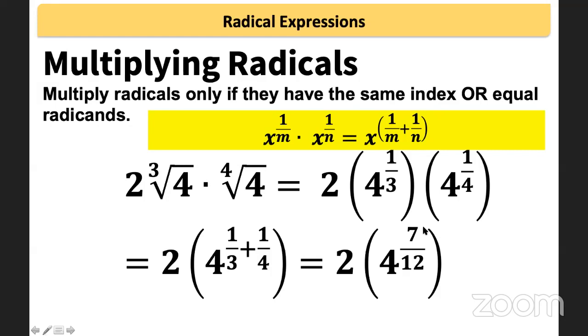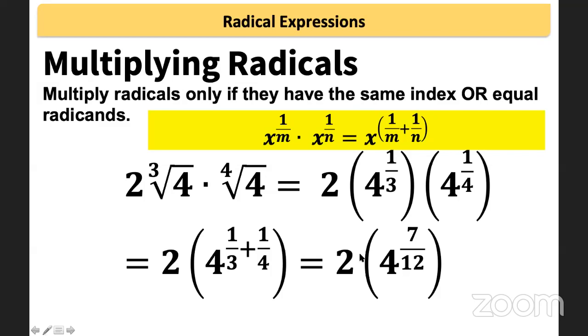Kaya naging 7 ito. Pwede mo bang i-multiply itong 2 and 4? Hindi guys, huwag niyo siyang i-multiply. Kasi itong 4 naka-raise siya sa 7 over 12. Okay? Kasi magkaiba yung index nila, magkaiba rin yung base nila. So hindi mo sila pwedeng simplify further.